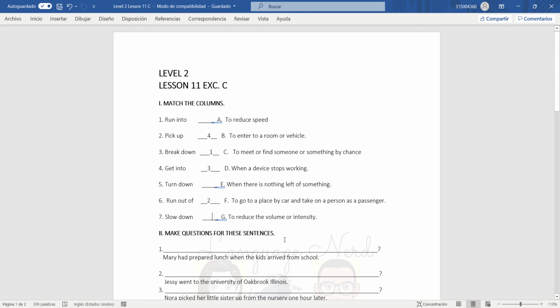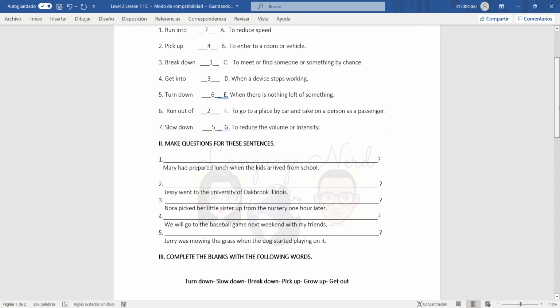So that's number five. Then we have run out of. So run out of is when there is nothing left of something. Like for example, you can run out of sugar or gas, water, money, etc. And the last is number seven, slow down. And this means to reduce the speed, right? And well, that's first part number one.